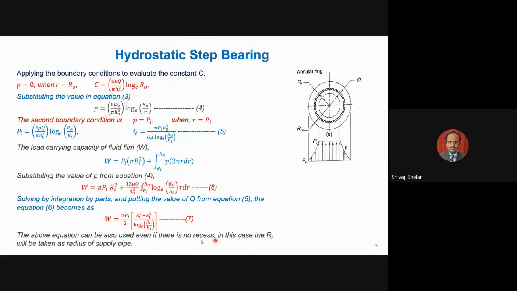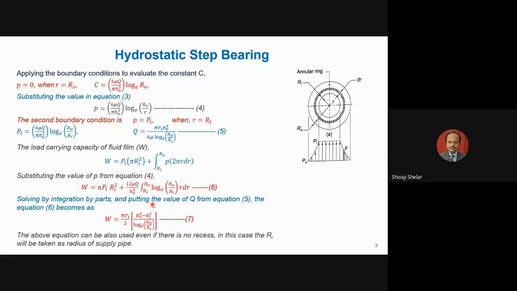So the above equation can be used even if there is no recess. In this case, the Ri value will be taken as the radius of the supply pipe. That value may be very, very small, no issue. So the radius of the supply pipe also can be taken into consideration while calculating load carrying capacity. Now, if recesses or a pad is provided, then you have to use the sizes of the recesses or the sizes of the pad as Ri. Don't use other values. So this is regarding your load requirement, supply pressure requirement, as well as flow requirement.